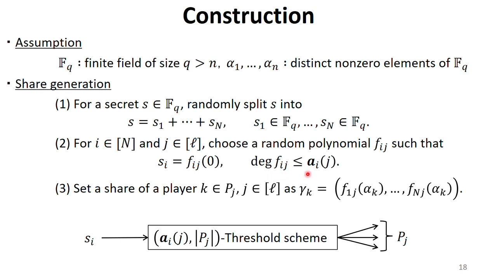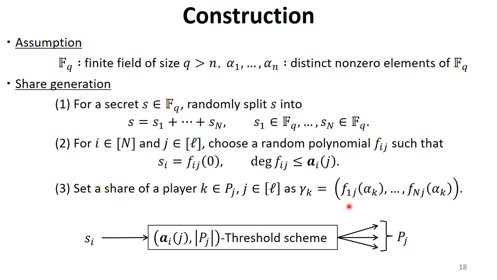So in other words, for each i and j, we independently run Shamir's scheme with secret s_i and threshold a_i,j, and distribute the shares to the players in Pj. So each player receives one share of Shamir's scheme for each s_i, so he receives n field elements in total.